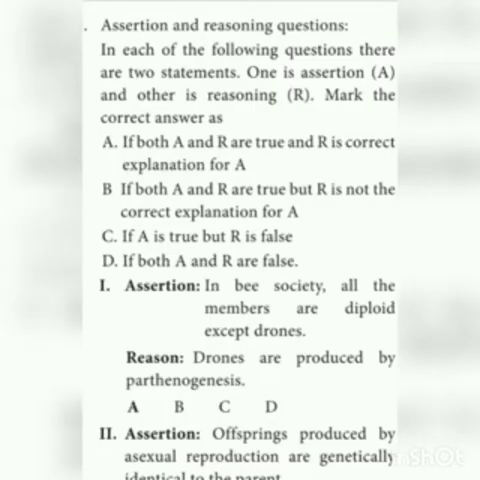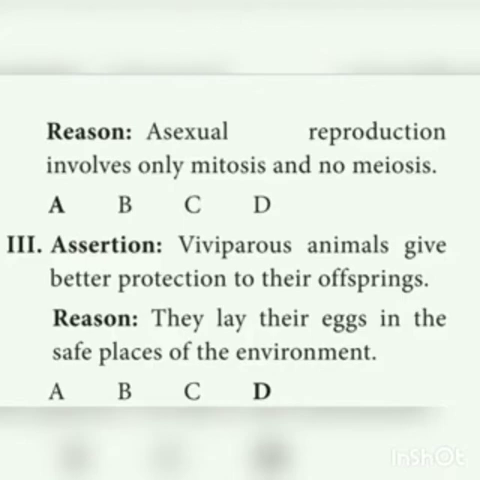And the fifth question is the assertion and reasoning question. In that, the first one: assertion is in bee society all the members are diploid except drones. The reason is drones are produced by parthenogenesis. Both the assertion and reason are correct, and R is the correct explanation for A. And the second one: offspring produced by asexual reproduction are genetically identical to the parent. The reason is asexual reproduction involves only mitosis and no meiosis. Here also both the assertion and reason are right, and R is the correct explanation for A.